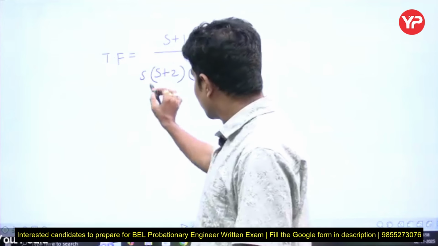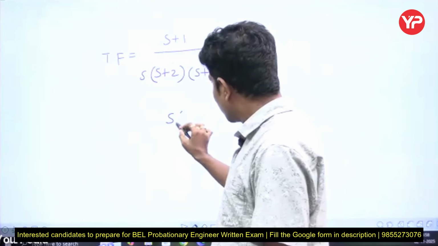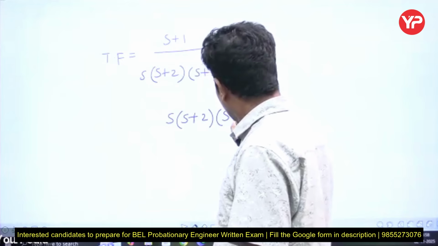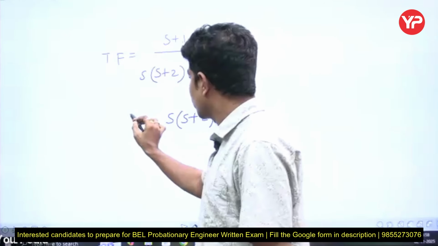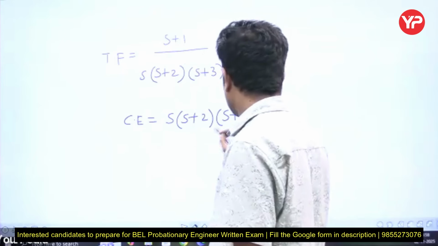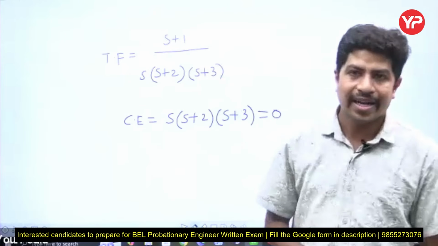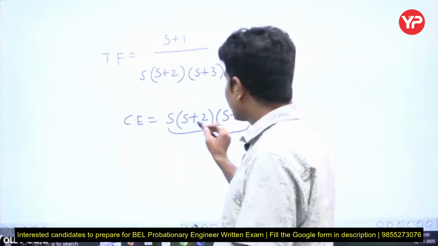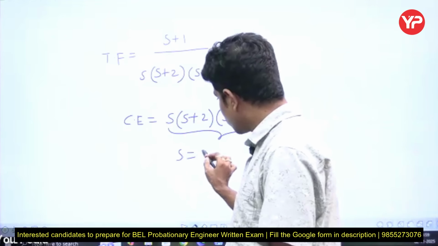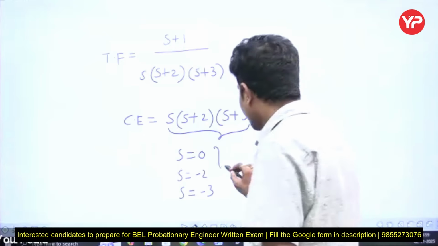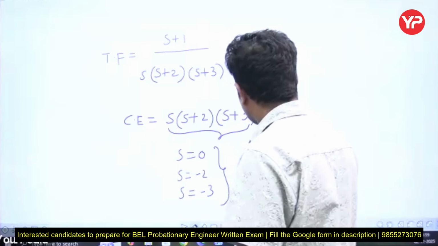The denominator of the closed loop transfer function, in the form of an equation, is taken as the characteristic equation. C.E. stands for characteristic equation. Now the roots of the characteristic equation: it is having 3 roots. What are the 3 roots? S is equal to 0, S is equal to minus 2, S is equal to minus 3. These 3 are the roots. These are called poles.